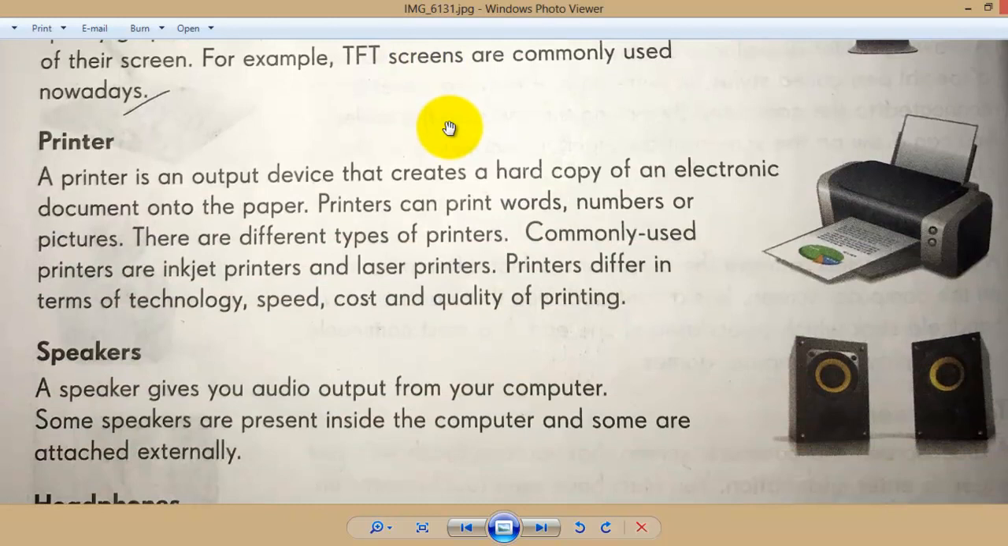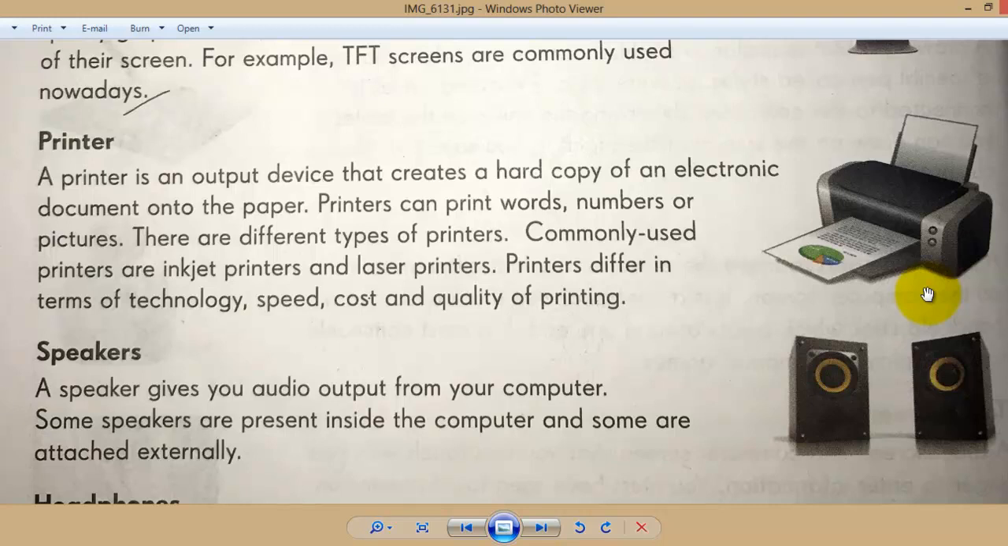The next one is very common. You can see it in our school also. You must have seen it in our office, in the principal's office, or in different areas like a hospital, shop, or at home also. So this one is the printer. You can see the picture from here. This is what a printer looks like, but it may be different from the one in our school. So let's see this one.